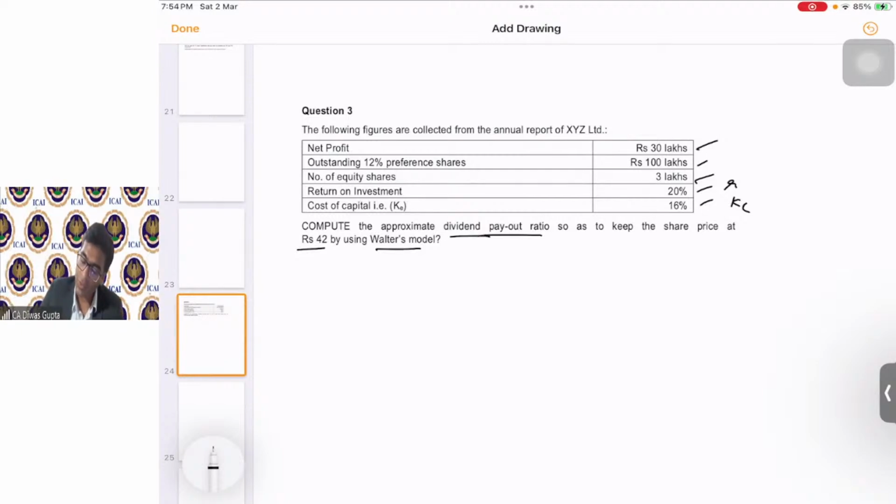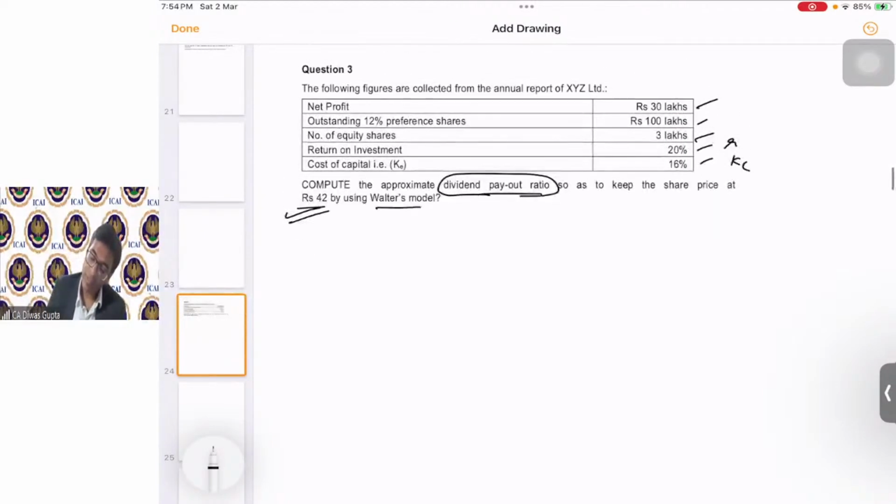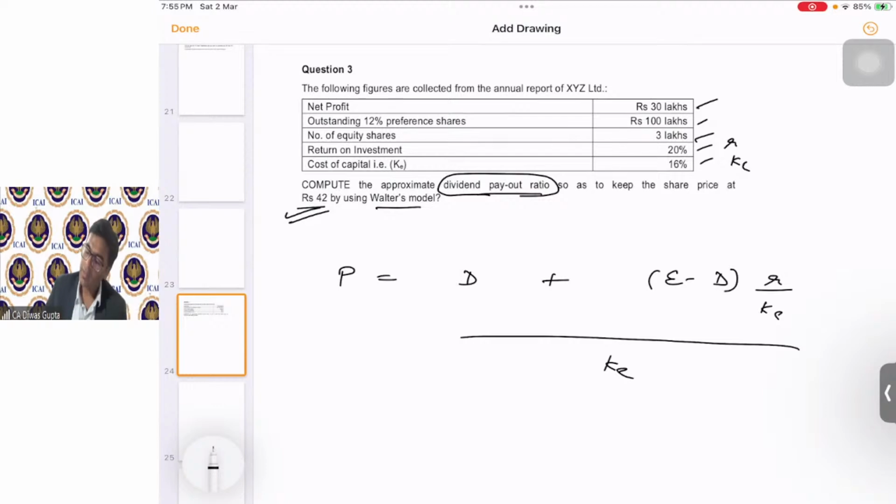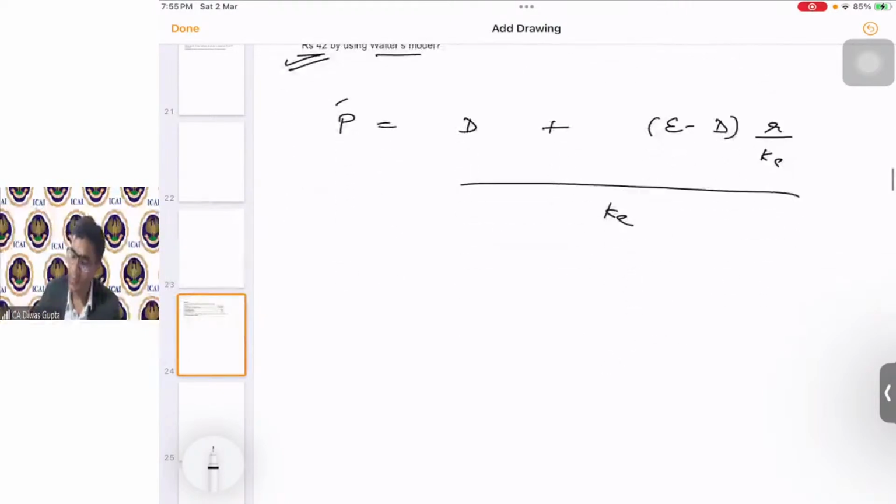We have to use Walter's model and calculate a payout ratio. This is a bit different question, students, because we have been given the price and we have to calculate the dividend payout ratio. So first of all, we have to put down the formula to understand what is required and what is given to us. KE is given, R is given, and earnings we have to compute. And the price is also given, which is 42 rupees.